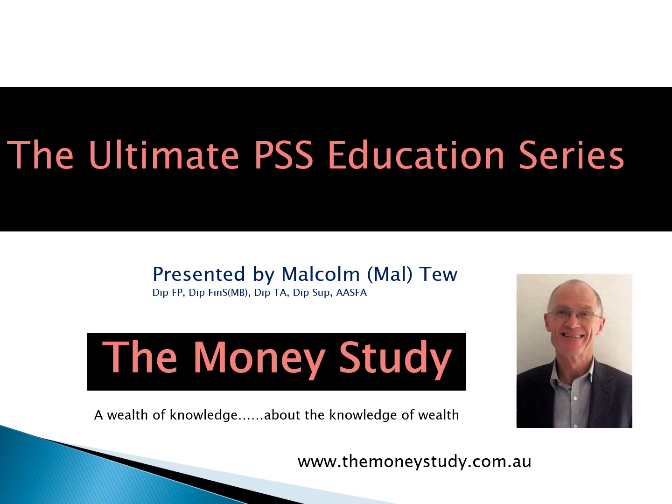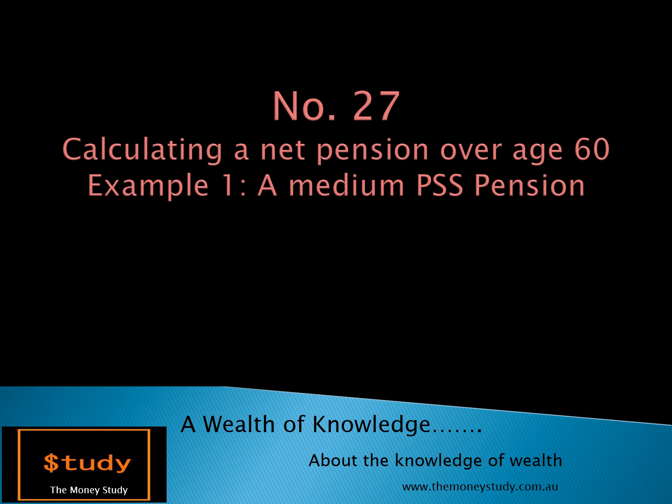We're starting to get into the nitty-gritty now because this is episode number 27, and what we're going to do here is go through the steps of how you'd actually calculate a net pension, and this is for people who are retiring over the age of 60. I'll do the other ones a bit later, sorry. This one's for those people who are going to retire at 60 or over.